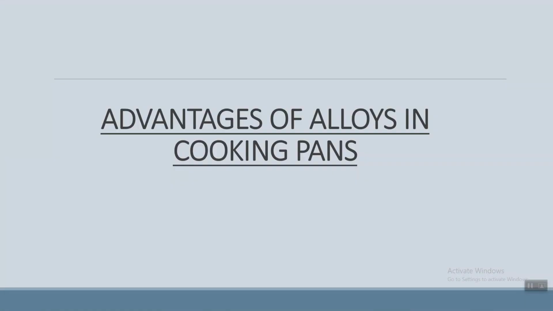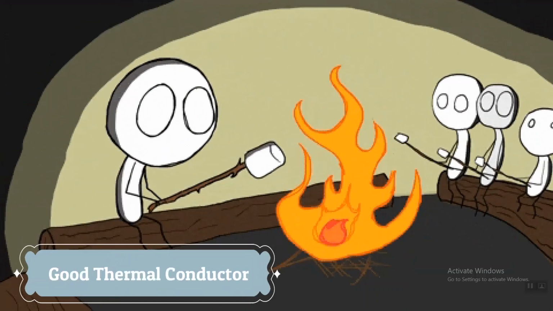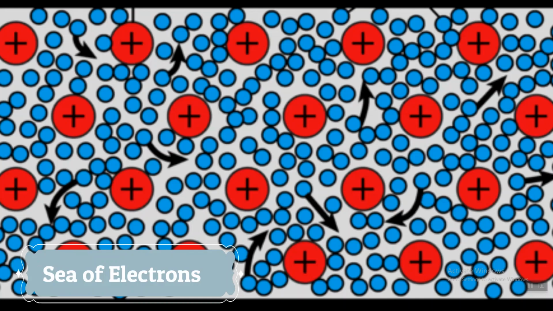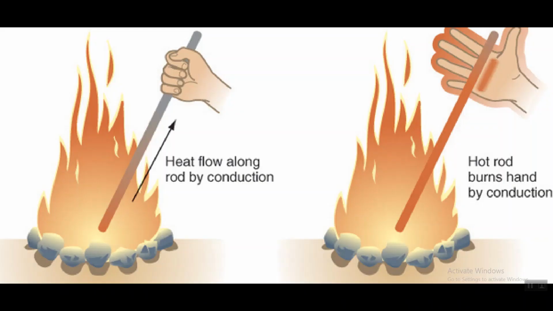Advantages of using alloy for cooking pan. The first one is, alloy is a good thermal conductor. Metallic substance has the ability to conduct heat and electricity due to the presence of free-moving electrons known as the sea of electrons. Most elements vibrate when being heated and have the ability to conduct heat.